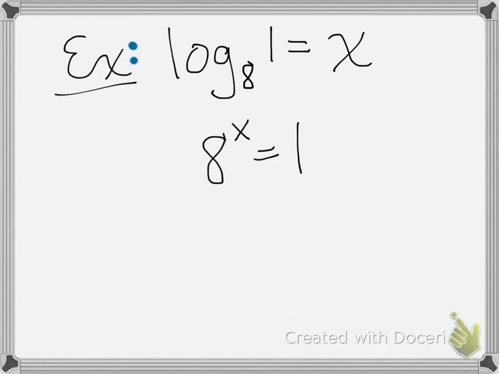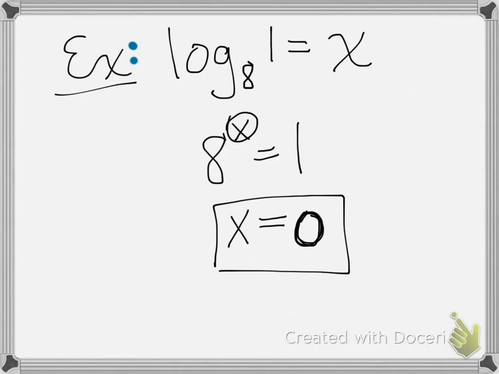Well, we know there's only one exponent that can cause a number to equal 1, and that's 0. 8 to the 0 power would equal 1 because any number to the 0 power always equals 1. So log base 8 of 1 equals 0.